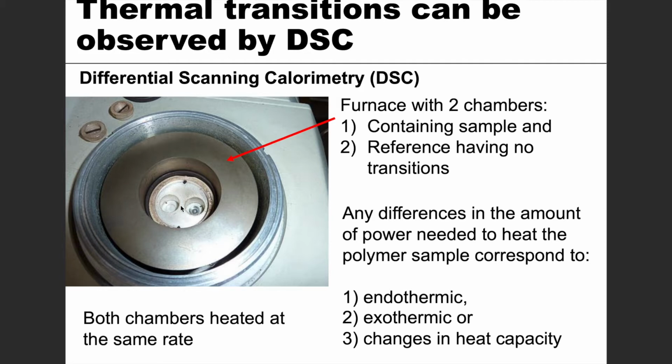And what we do is we measure the power needed to heat the sample and the reference. And so the differential part is that the power difference is the difference between the power needed to heat our sample and the power needed to heat the reference. And since we have set a reference that doesn't undergo any sort of transitions, then we know any transitions that occur are because of the sample. And so any endothermic, exothermic, or changes in heat capacity are attributed to our sample as long as the reference is valid. So that's the idea behind this differential scanning calorimetry.